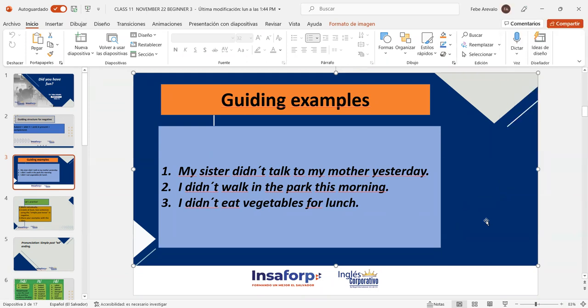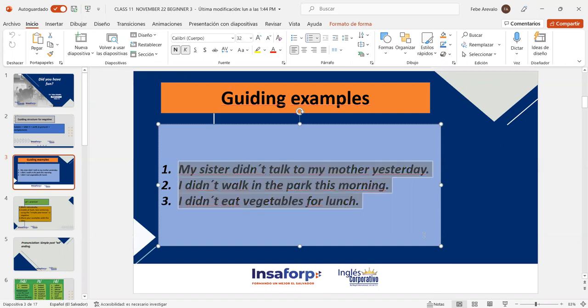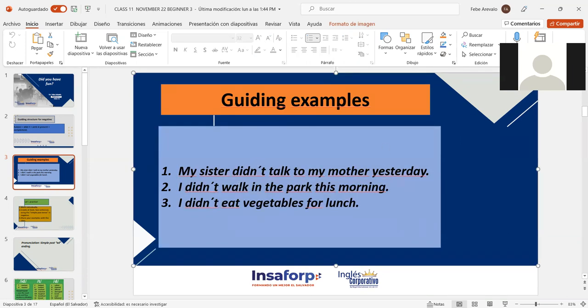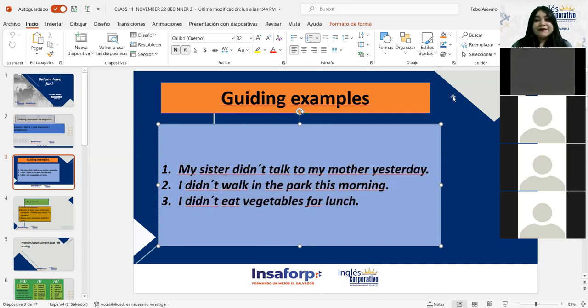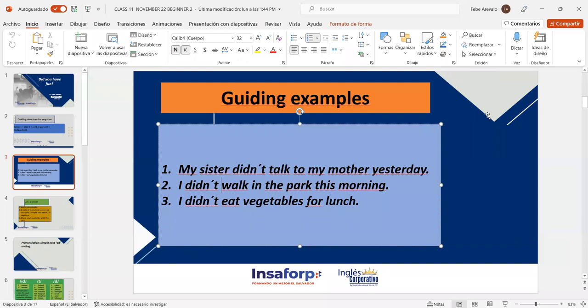Let's see. Jose Vega, Jose, can you please tell me these sentences? Just read them. The three sentences that appear there. Exactly, that's correct. Okay. Number one, my sister didn't talk to my mother yesterday. I didn't walk in the park this morning. Number three, I didn't eat vegetables for lunch. That's correct. Excellent. Thank you, sir.